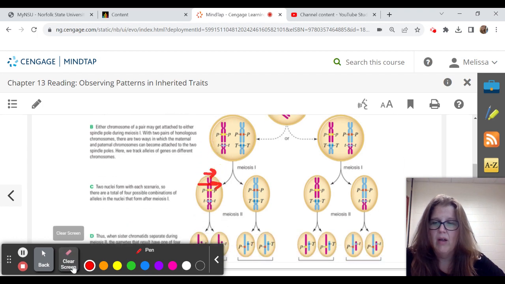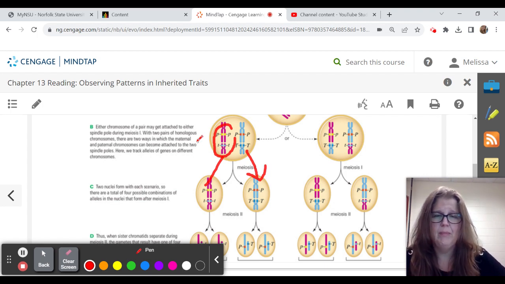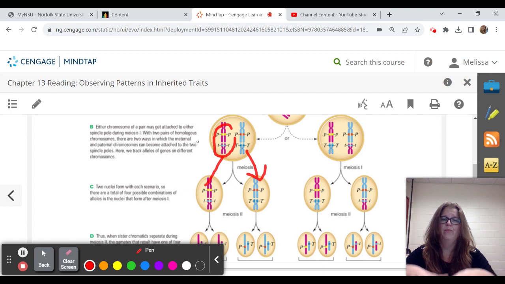And during meiosis 1, when those get split, you have this side going over here, this side going over here. And it could have happened the other way. You could have had the blue chromosome with one of the pink.